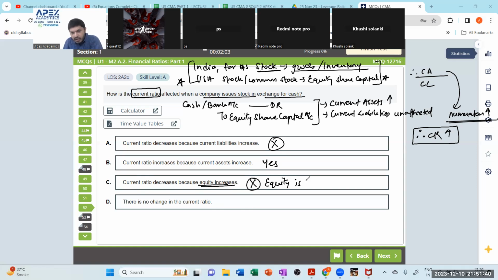Equity is not related to current ratio. It's a stupid statement. It's a stupid statement. There is no change in current ratio.